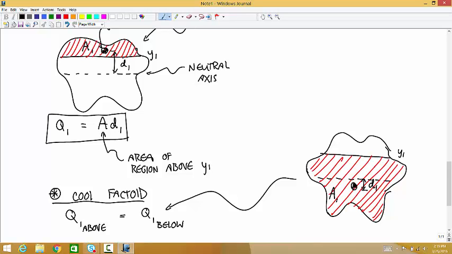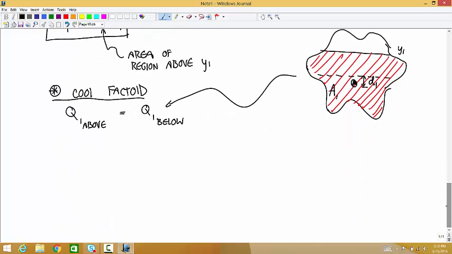So once you choose a line where you're trying to calculate this Q, it's up to you whether you want to do it by taking the area above and the centroid of that, or the area below and the centroid of that. Sometimes one will be easier, sometimes the other one. So you have two options. Okay, so let me do an example.